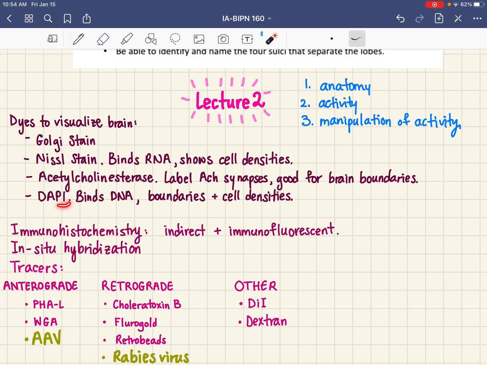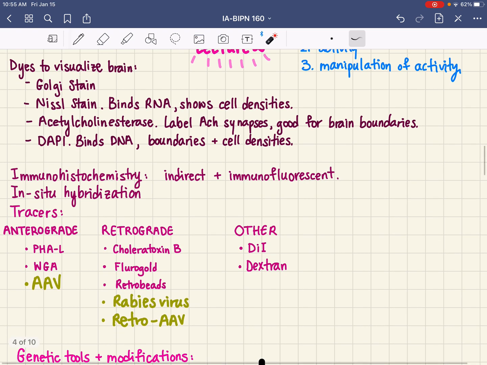And then DAPI is used to see boundaries and cell densities. Okay, DAPI binds DNA. Easy for me to remember D with DNA. An important concept with DAPI is that DNA exists only in the nucleus, and the nucleus exists in the cell body of the neuron. So DAPI, when used, will only stain the gray matter of the brain, because the gray matter is where the soma is, and the white matter is where the myelinated axons are.